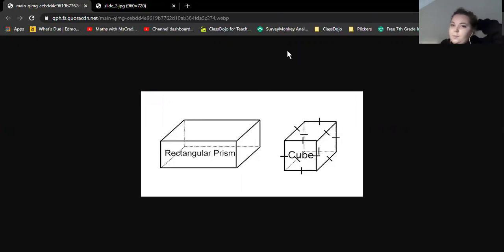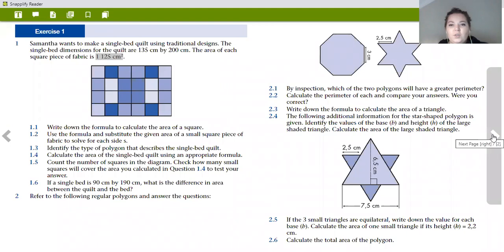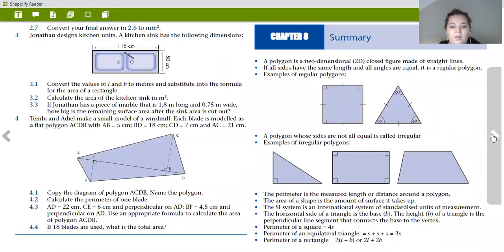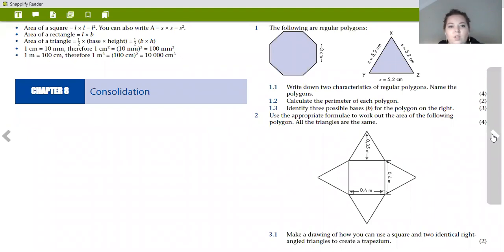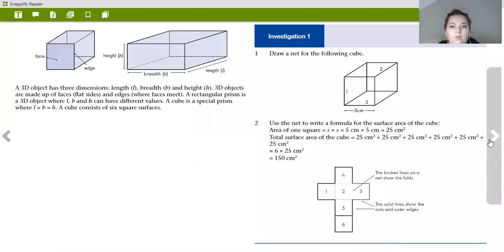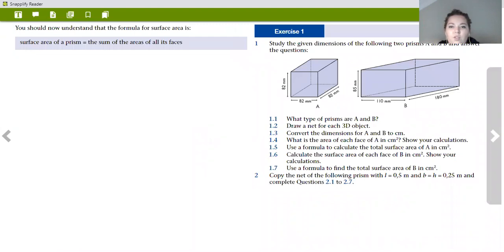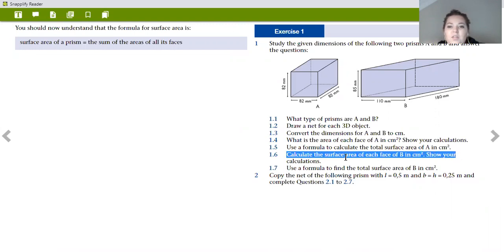Something I did make a mistake on in our Zoom meeting, so I just want you guys to keep in mind that I did make a mistake. And I really apologize for it. If you go to the question, when you go to your, okay, you have to work out this one. Calculate the surface area of each face in B. That one I did wrong. The answer that I wrote down is completely wrong.